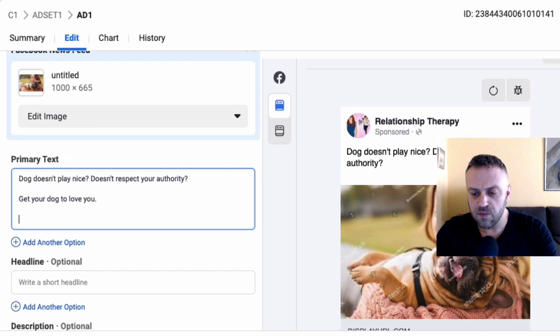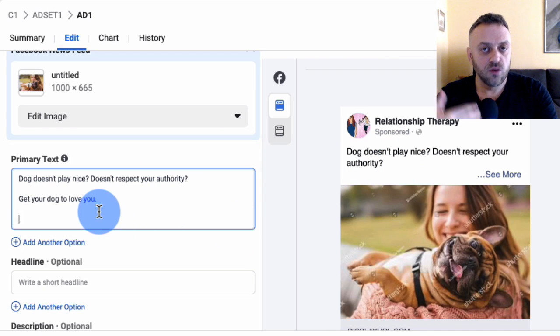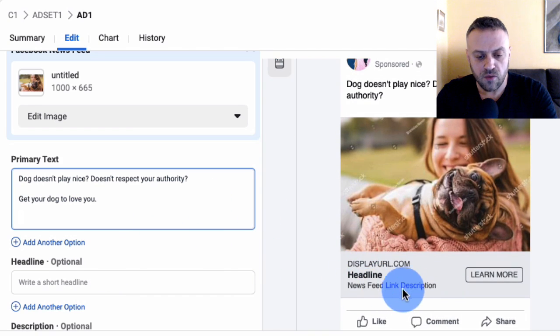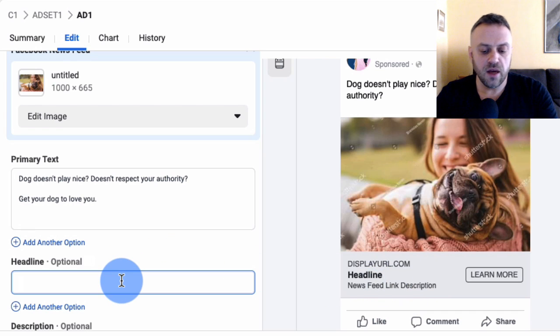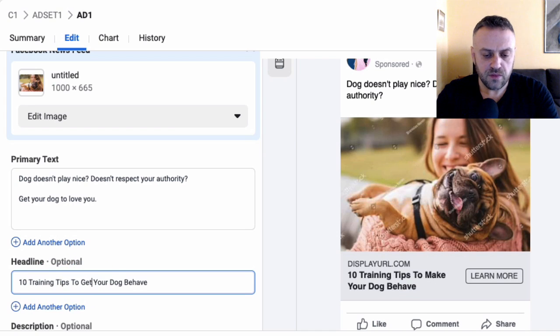Now, when you're writing this, you see it becomes see more. That's called above the fold and below the fold. You want some text above to catch attention, right? So we have that. We have a headline here. This is where the headline is going to appear, and then we have a description that's going to appear below. Top 10 training tips to make your dog behave, or something like that. To get your dog to behave. 10 ways, or something like that. Let's see.